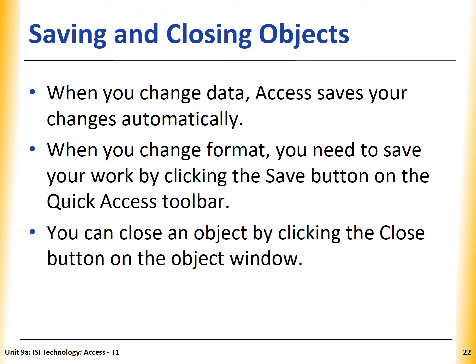Saving and closing objects. When you change data, Access saves your changes automatically. When you change format, you need to save your work by clicking the Save button on the Quick Access toolbar that I showed you earlier. You can close an object by clicking the Close button on the object window.